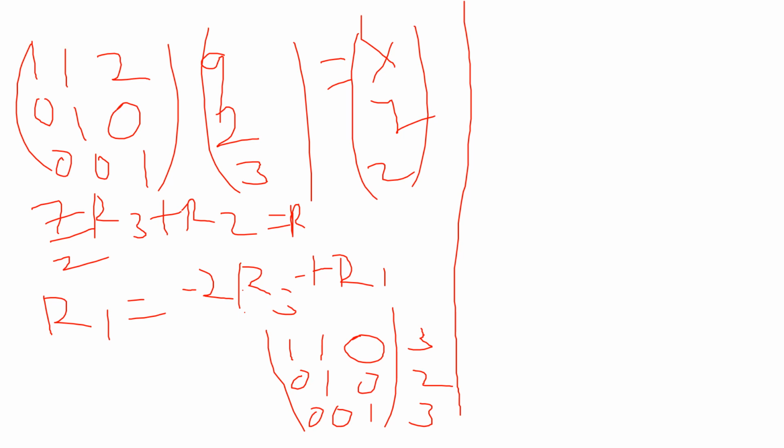So then the next number that we need to make a 0 is the second one here. And how do we make it to be 0? We are going to have our new row 1 again given by negative row 2 plus row 1.